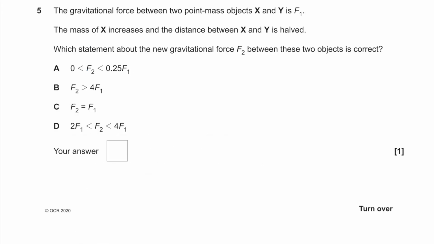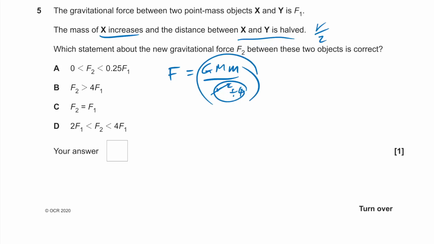5, the gravitational force between objects is that the mass of X increases and the distance between X and Y is halved. So we can say that R goes to R over 2. Which statement about the new gravitational force is true? So we know Newton's law of gravitation is this. And so if R halves, then that means this goes down to a quarter. So that means the whole thing then goes up by a factor of 4 because it's on the bottom. And we know that one of the masses is increasing as well. And so F has to go up by greater than a factor of 4. And so therefore the answer is going to be B.